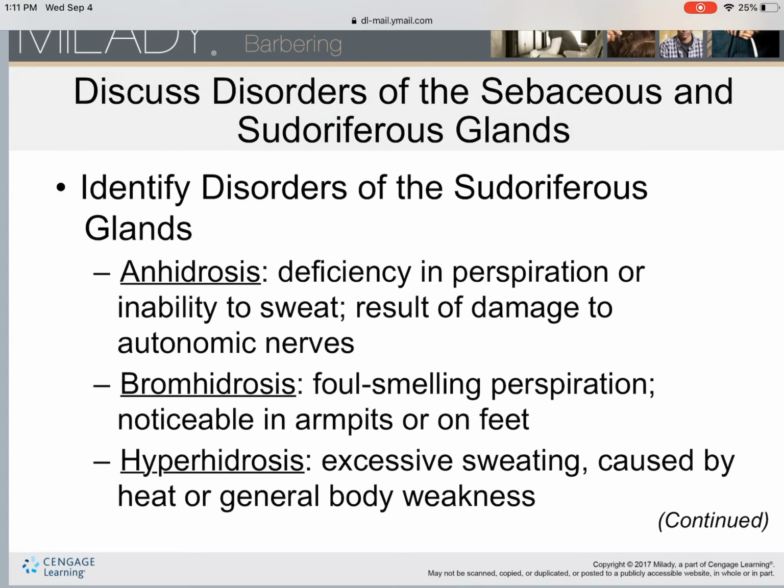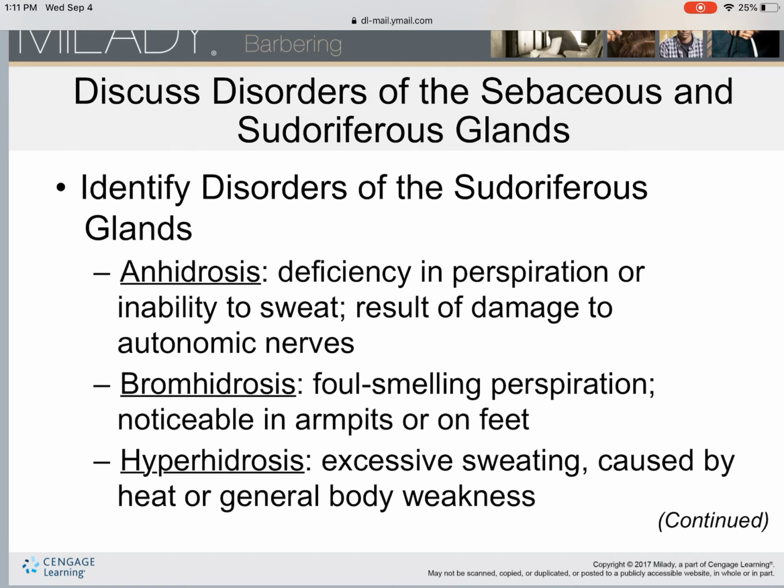or the inability to sweat, often a result of damage to the autonomic nerves. Bromhidrosis is foul-smelling perspiration. That's either your armpits or your feet. It's generally caused by bacteria. This requires medical attention.